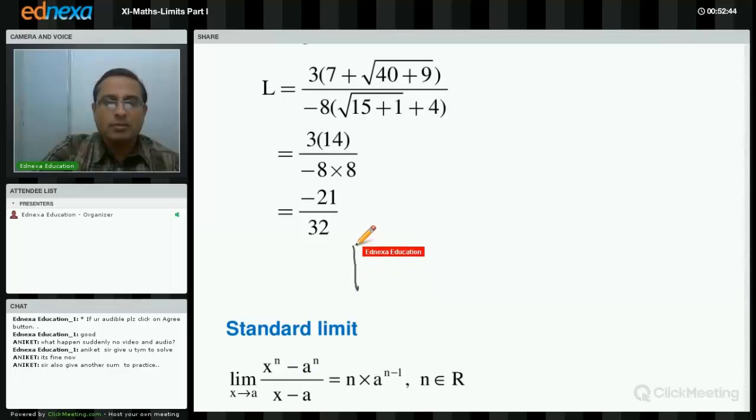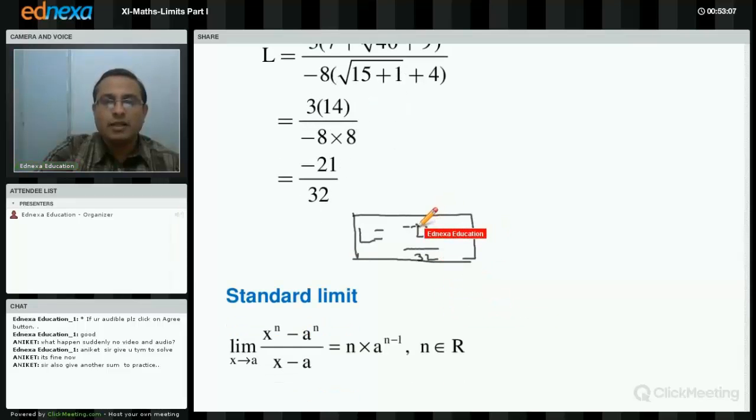Again, I will write this answer as L equals minus 21 upon 32. It should not go out of the box, right? So this is the final answer.